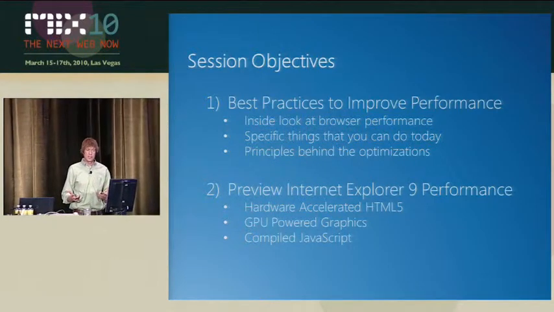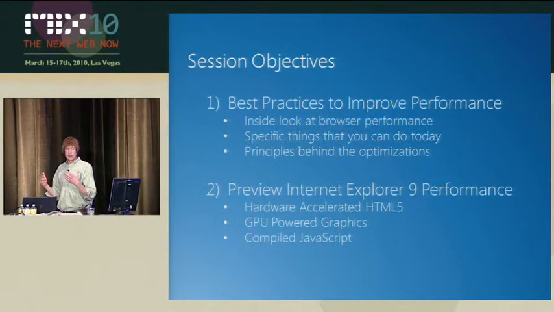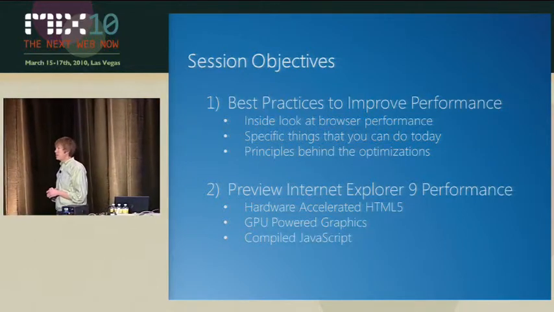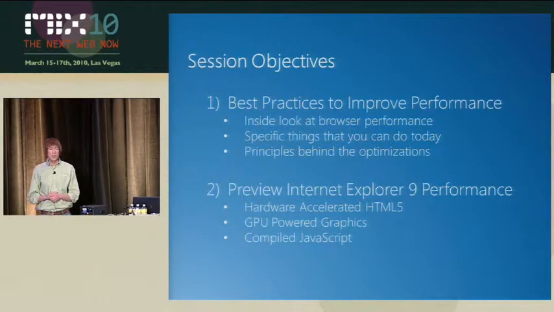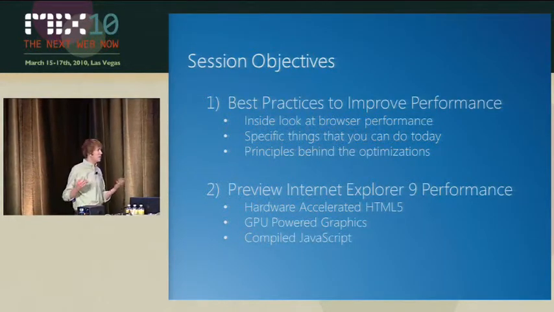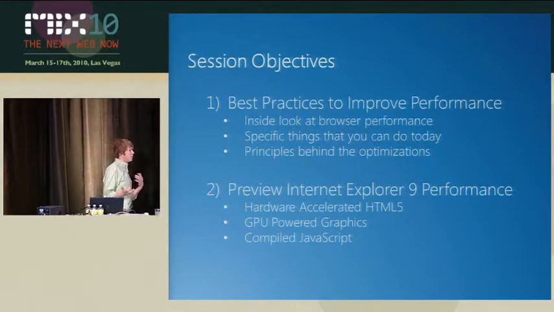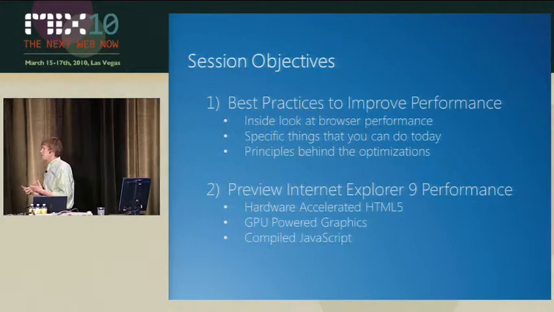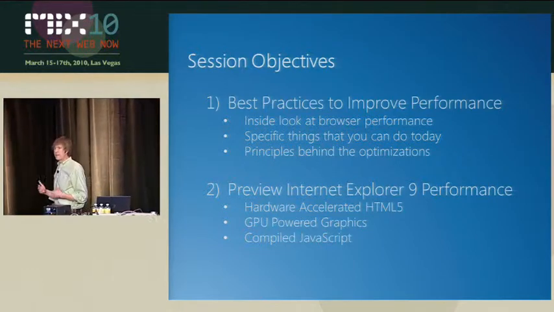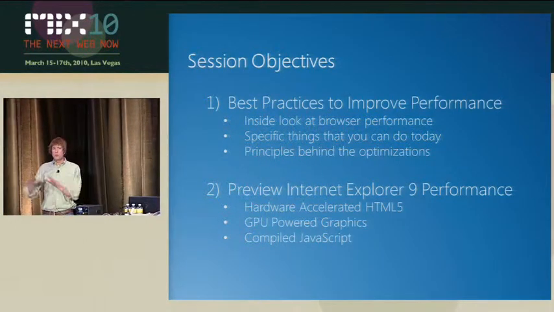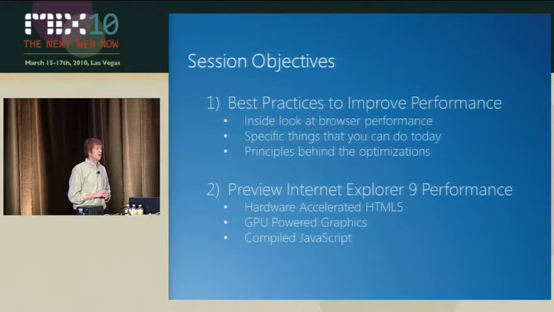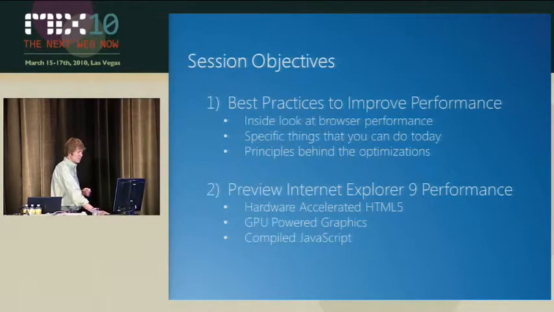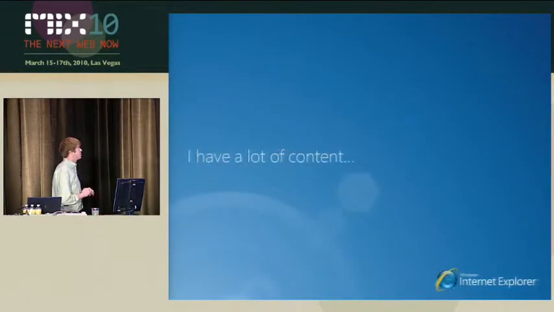The second half of this session, we're going to give you a preview of Internet Explorer 9 and the performance characteristics that are changing. This goes back to the hardware-accelerated HTML5 that you saw during the keynote that I just mentioned. Hardware-accelerated HTML5 is really enabled by two different things. The first is GPU-powered graphics, and the second is compiled JavaScript. And we'll go deep into that in the second half of the session. So let's go ahead and get started with the first piece, best practices that you can use today.